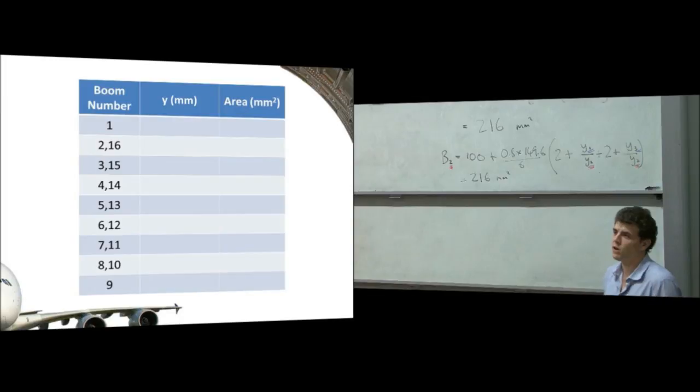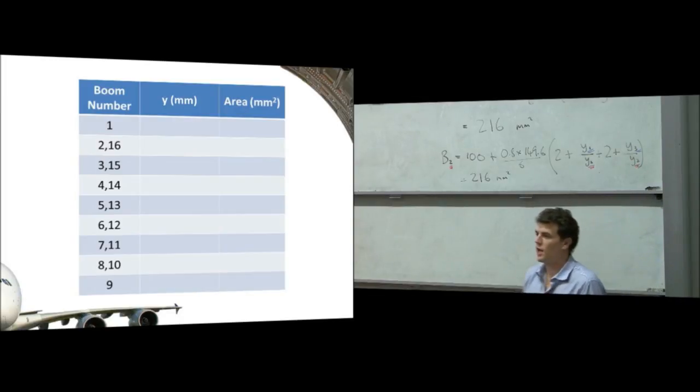It also makes our IXX calculations really easy because now we don't have any bd cubed over 12 terms. Everything is just an area times a distance squared. So IXX calculations are really easy as well.